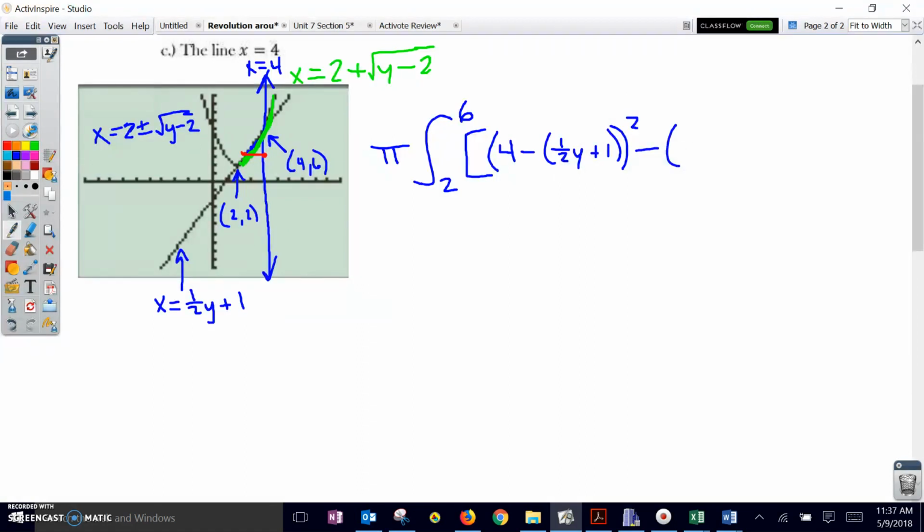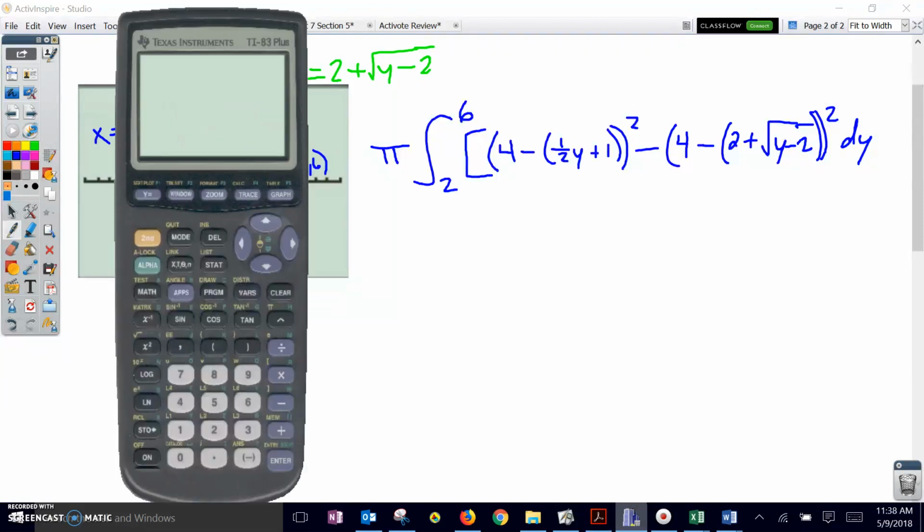And our inner radius of our solid is going to be the distance from the axis of rotation to the positive branch of the parabola, which is 2 plus square root of y minus 2. And we'll square that. And there's our setup. And now we're just going to go ahead and integrate this using our calculator.